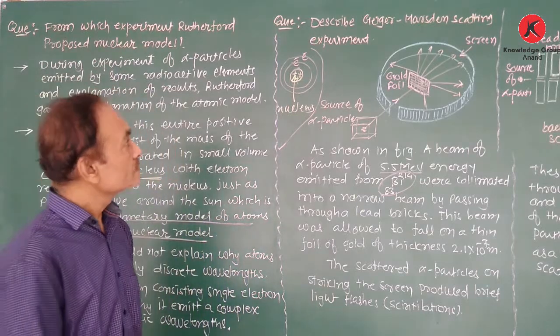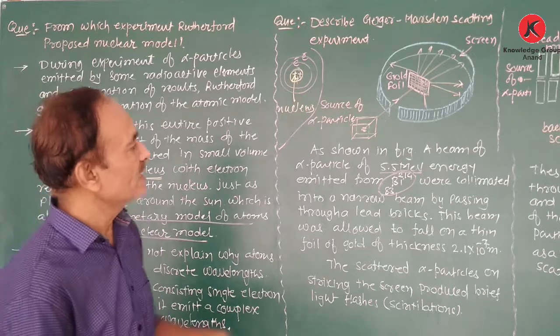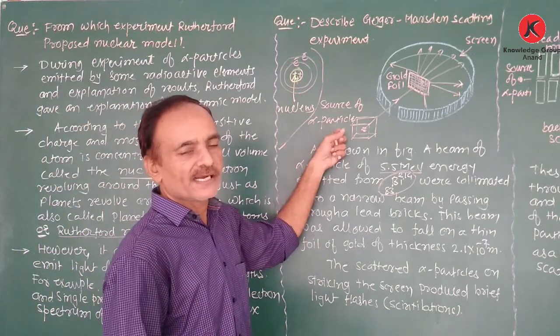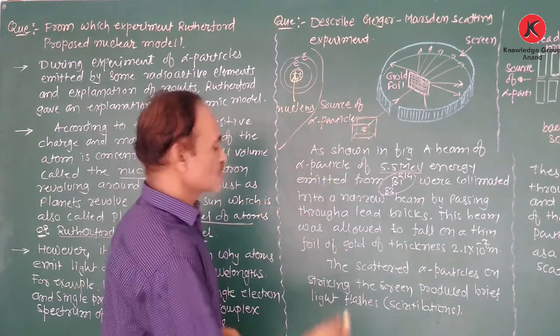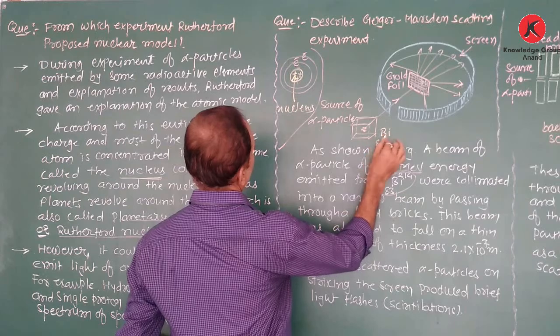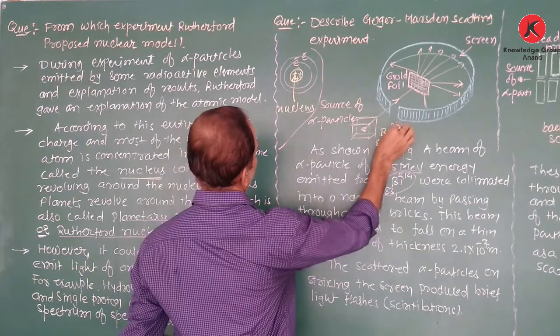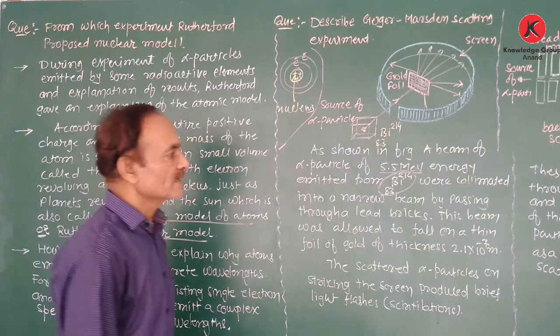Again, describe the Geiger-Marsden experiment. Here in the figure is the source of alpha particles. The alpha particles are emitted by the source. The source is actually the bismuth-83-214, a radioactive element which produces the alpha particles.